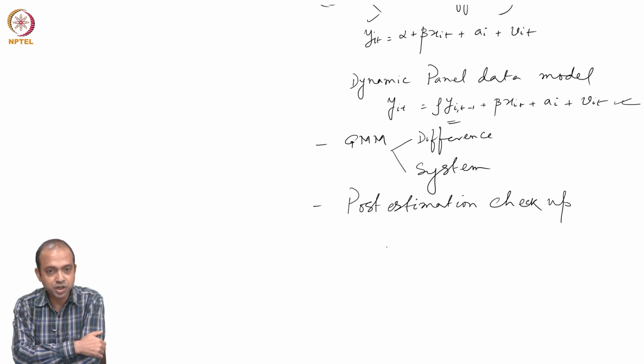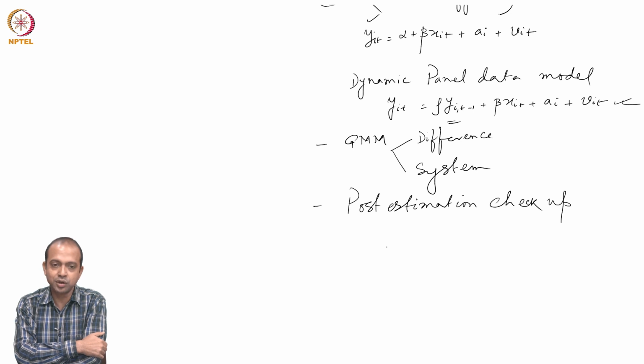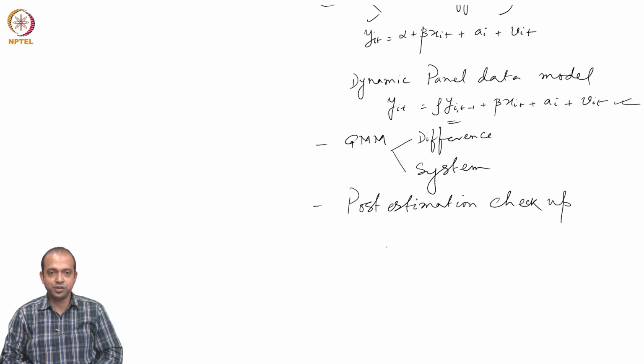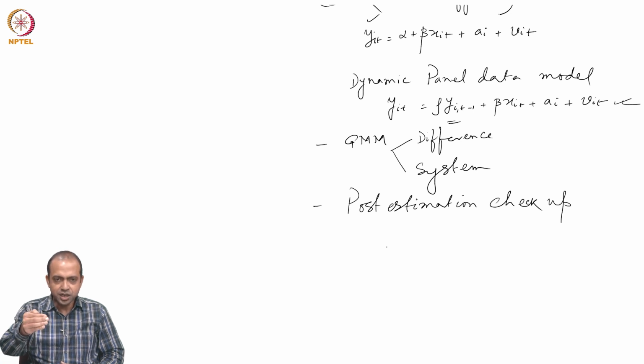So, we will first try to understand the dynamic panel bias theoretically, and then we will discuss the alternative suggestion given by Arellano-Bond 1991, and then two types of GMM estimation technique, difference and system GMM. We will also discuss post estimation checkups, autocorrelation and over-identification, and lastly we will estimate all those models using Arellano-Bond's original data. So, these are the four modules that we are going to discuss in this applied econometrics.